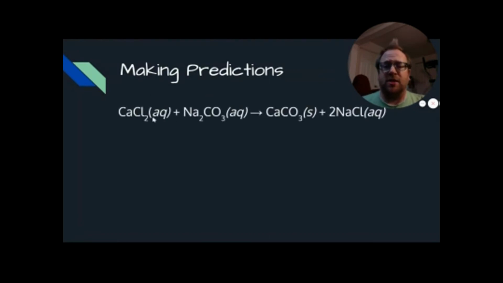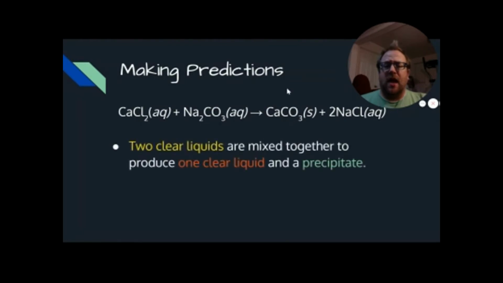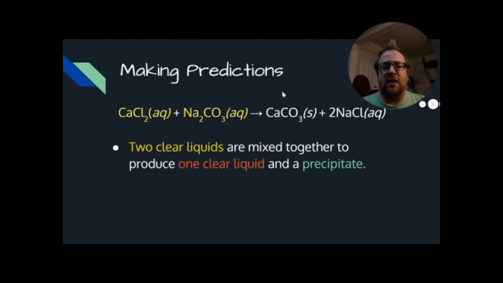So again, here's our equation. And I would say that two clear liquids are mixed together to produce one clear liquid and a precipitate. Again, two clear liquids that we're starting with. Okay, here are my two liquids. Remember, solutions are always clear, not always colorless, but they are always clear. And I'm going to produce one clear liquid, and that's this solution over here, my sodium chloride solution. And I'm going to produce a precipitate. Again, I'm going to produce a solid. Here's my calcium carbonate here.